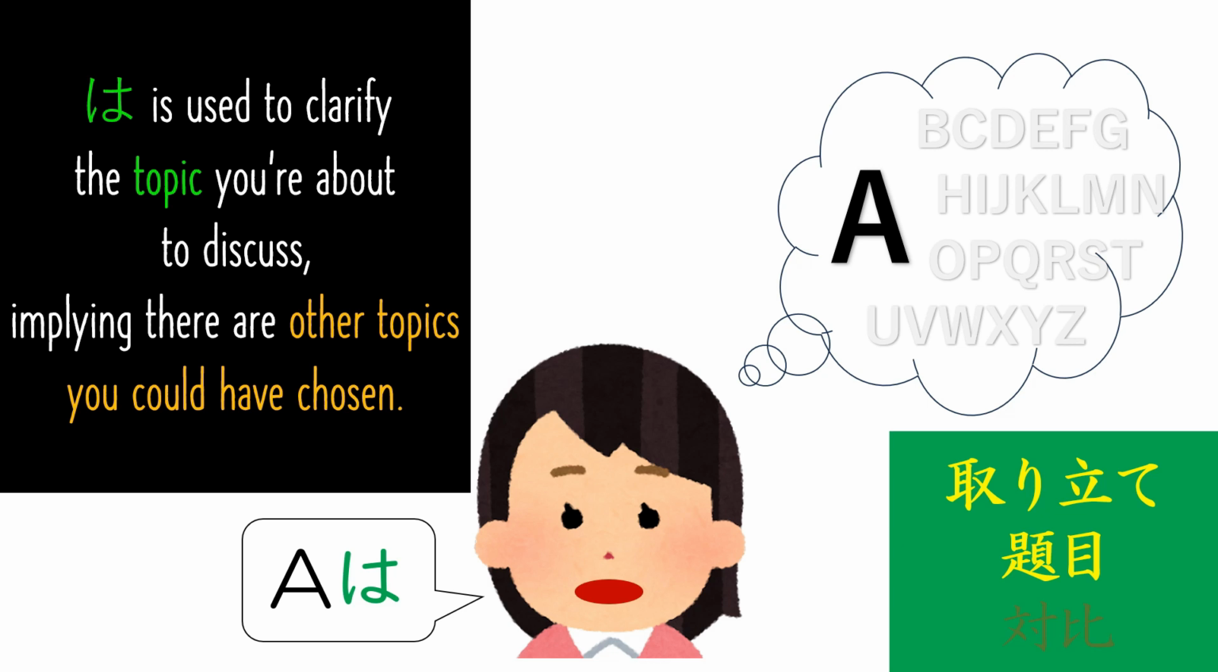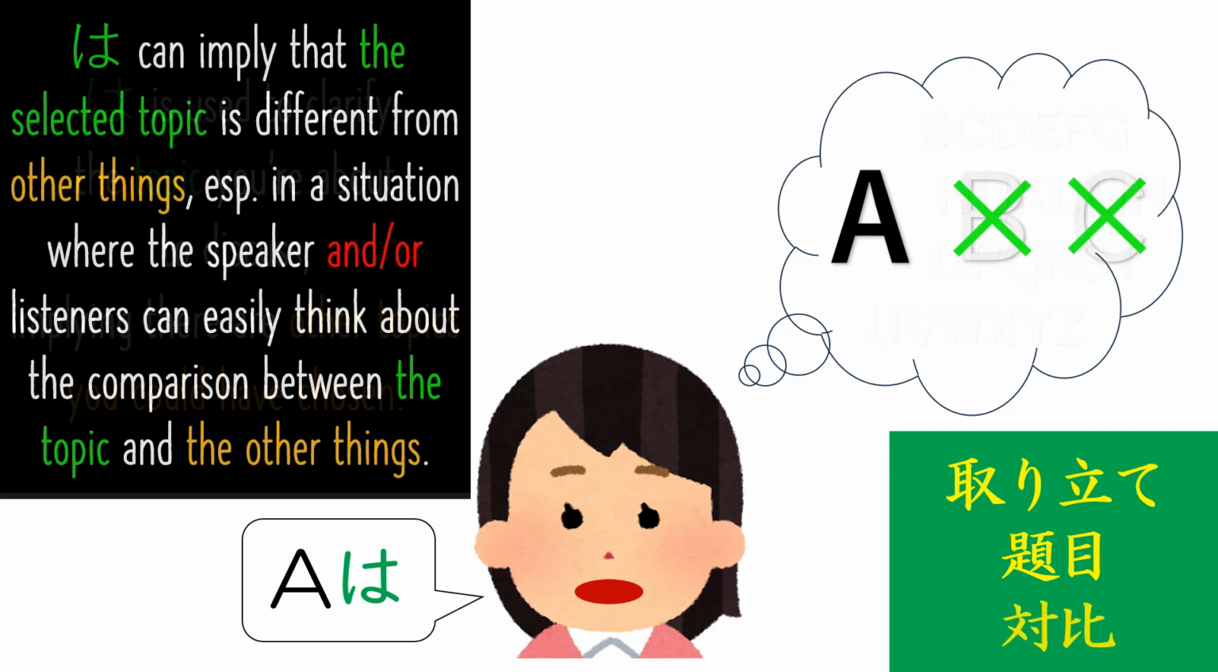Wa is used to clarify the topic you're about to discuss, implying there are other topics you could have chosen. It can imply that the selected topic is different from other things, especially in a situation where the speaker and/or listeners can easily think about the comparison between the topic and the other things.